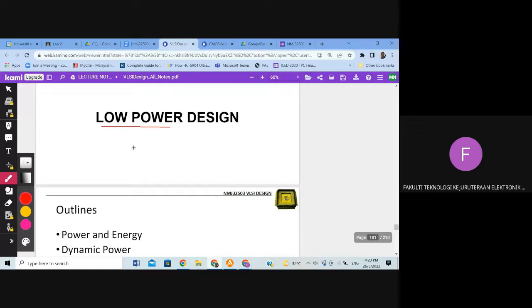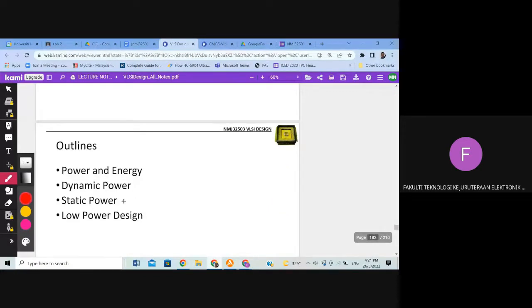So in VLSI chip design, low power design is one of the important elements for the designer to consider. Nobody wants to buy a chip that consumes more power. We want to buy a chip that has bigger, complex functionality with low power consumption. That is the aim of low power design.